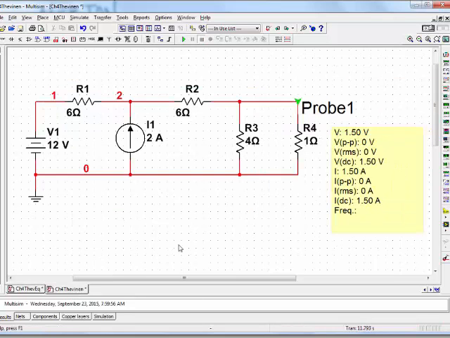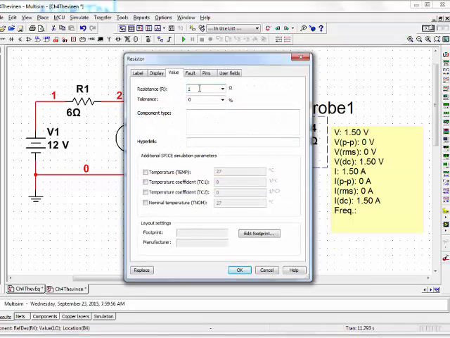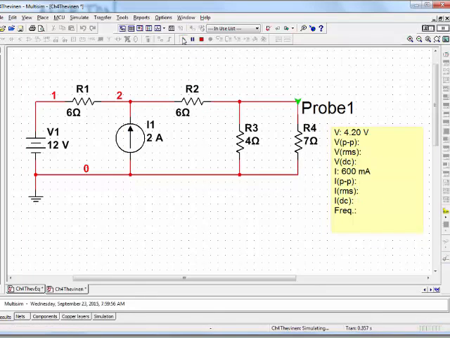So now let's go back to the original circuit and let's change the load to some other value. I'm going to make it be, oh, I don't know, something that makes the numbers weird. 7 ohms. So this load is now 7 ohms. I will run the simulation. At 7 ohms, we have 600 milliamps in the load and 4.2 volts across the load.